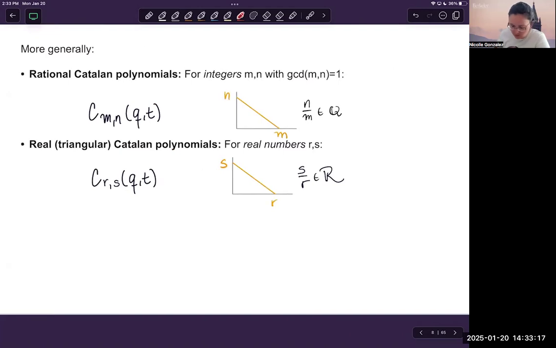Of course, you might ask, well, what's special about rational numbers? Actually, nothing. And so, sure, let's let the numbers be real instead of just rational. And then these are called the real or triangular Catalan polynomials. This word will come up later. But for all intents and purposes, let's just call them the real Catalan polynomials. And again, they're always indexed by the endpoints of our line, the slope of our line, essentially.